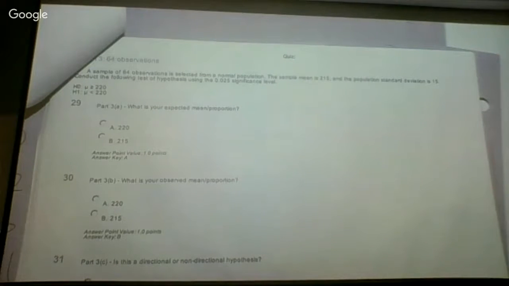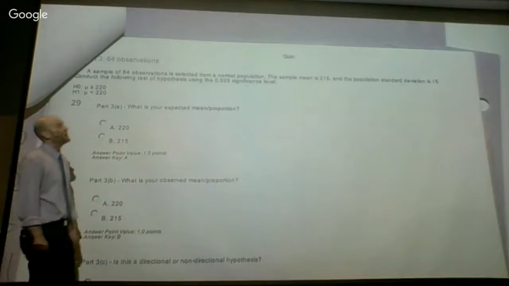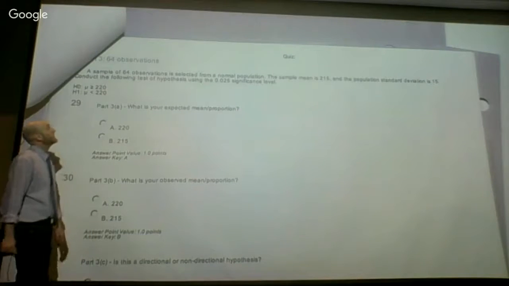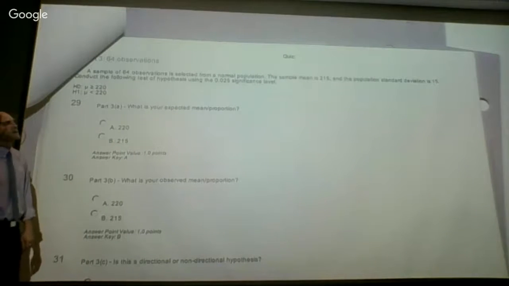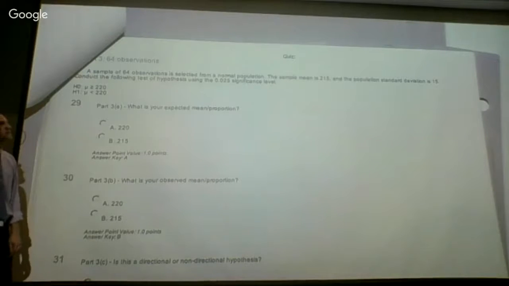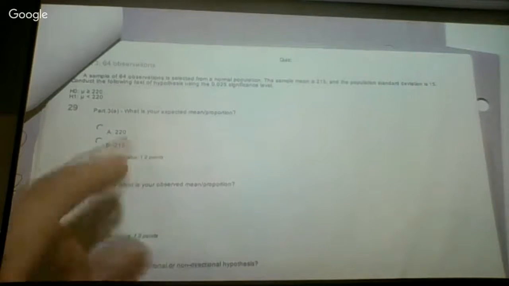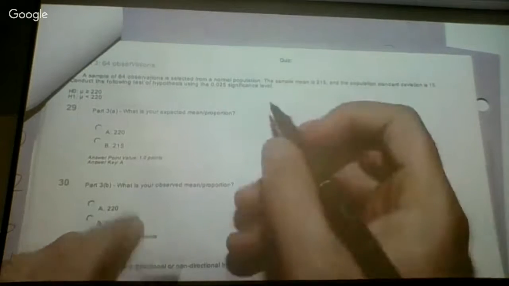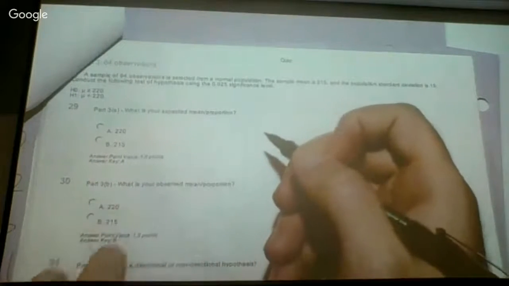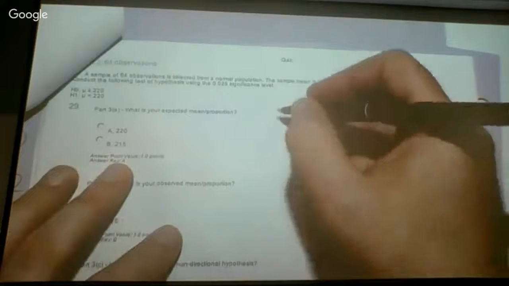A sample of 64 observations is selected from a normal population. The sample mean for these 64 observations is 215 and the population standard deviation is 15. Conduct the following hypothesis test at 0.025 significance level. Let's pull out some information. What's some essential information we can get from this problem? Give me one piece of information, Chris. N equals 64. N is 64 observations.